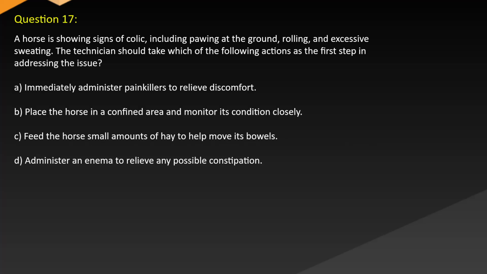Question 17. A horse is showing signs of colic, including pawing at the ground, rolling, and excessive sweating. The technician should take which of the following actions as the first step in addressing the issue? A. Immediately administer painkillers to relieve discomfort. B. Place the horse in a confined area and monitor its condition closely. C. Feed the horse small amounts of hay to help move its bowels. D. Administer an enema to relieve any possible constipation.